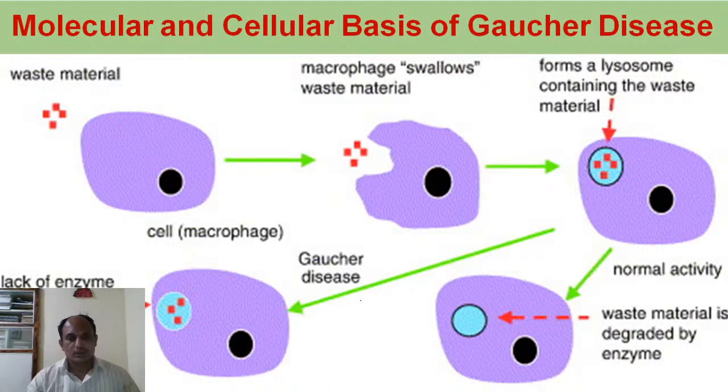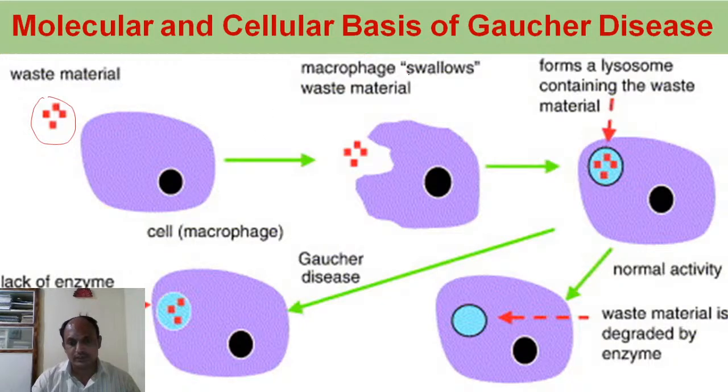Now, the next point we will see is the molecular and cellular basis of Gaucher disease. So how does this disease occur in individuals, whether children or adults? See, this is the normal mechanism I have shown here. This is the waste material outside the cell, or damaged material, or microorganisms, or pathogens we can say.